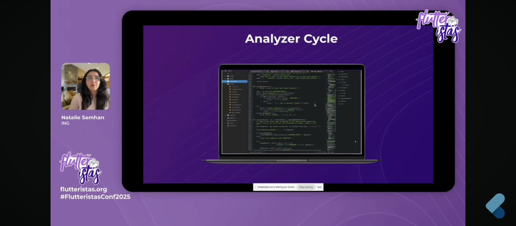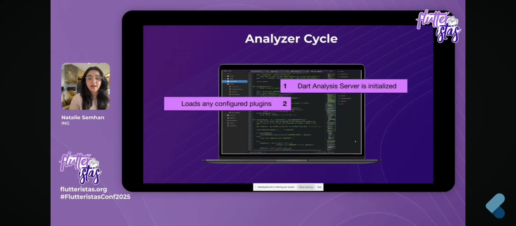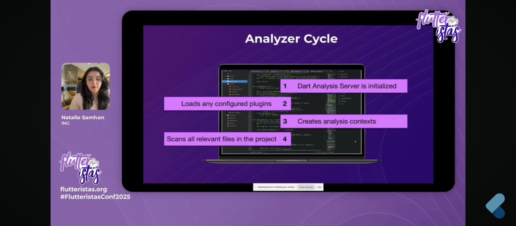As soon as you open your IDE, the Dart analysis server is started and initialized. After that, it loads any configured plugins and then creates an analysis context for each package. After that, it will scan all the relevant files in the project, and as you develop and add more files or code, the last two steps will be run reiteratively, so it will create a different analysis context if necessary. This is the general analyzer lifecycle.